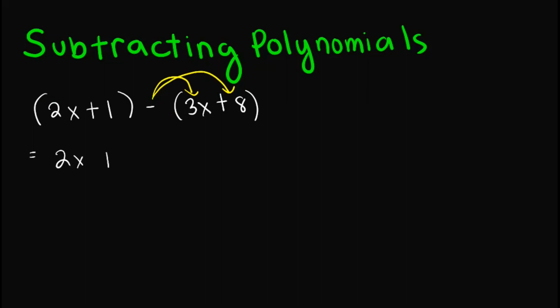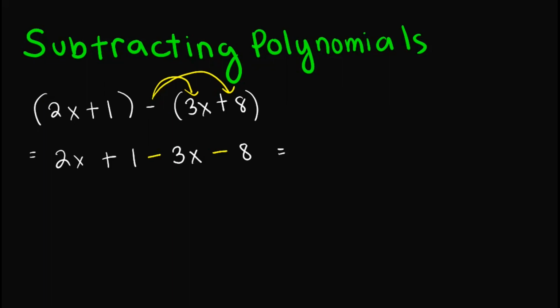2x plus 1. Note that we can remove the parentheses since we can't really simplify the operation or the terms inside the parentheses. So I removed it. Then distributing this would give us negative 3x and negative 8. And from here we can simply compute for the answer.